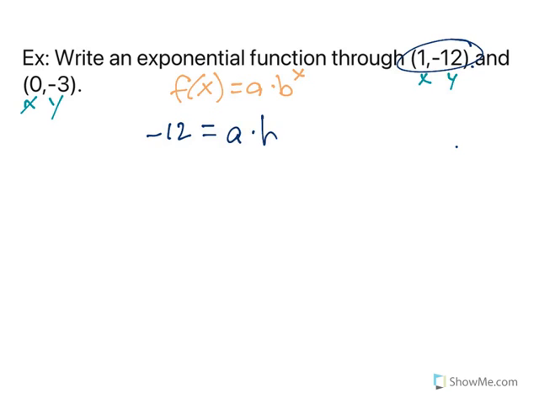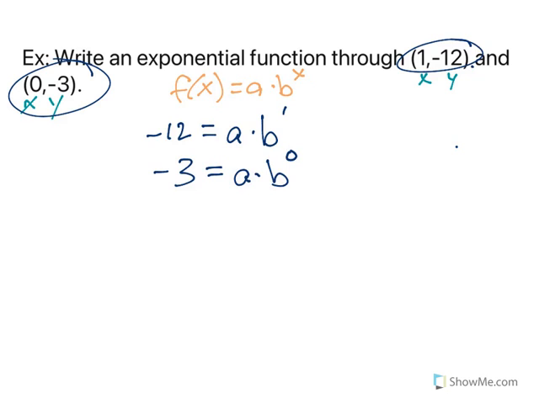Write an exponential function through (1, negative 12) and (0, negative 3). So in this one, I threw in some negatives for you as well. But remember, we have x, y, x, y. Okay, so my first one. Oh, sorry. Goodness gracious. Okay, so our function is f of x equals a times b to the x. All right, so let's deal with this one first. y equals a times b to the x. And then this one, y equals a times b to the x.